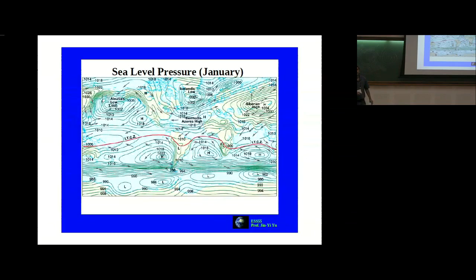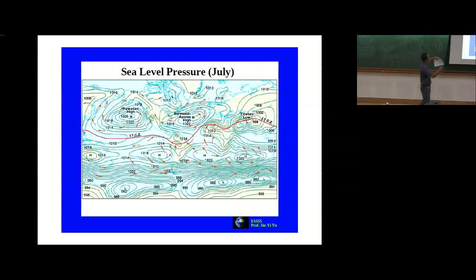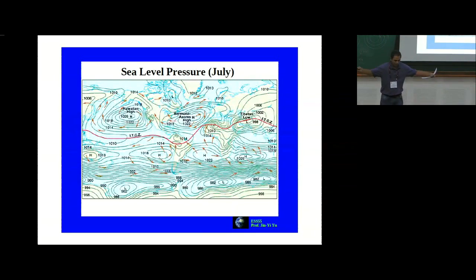And what is the red line? Let me go back to the previous slide. That red line is called the ITCZ, the intertropical convergence zone. If you look at the winds and at where you get the most rainfall in the tropics, this is where the flows converge, rise up, and then diverge. So that's why it's called the intertropical convergence zone.